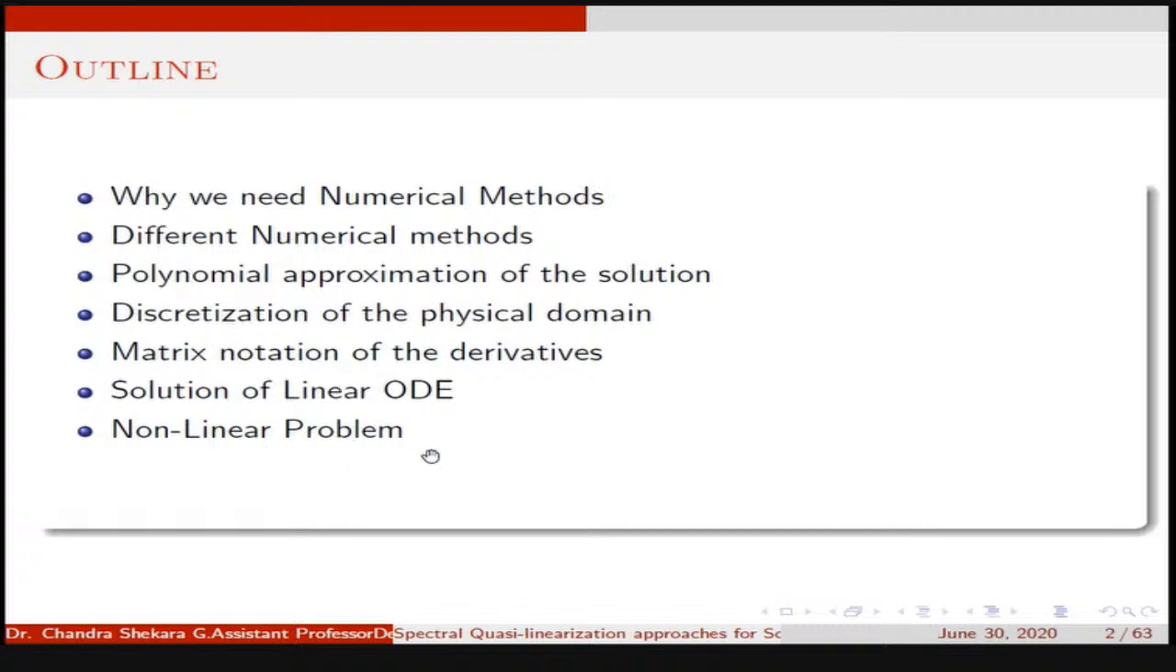nonlinear differential equations. Then I'll explain how to convert this nonlinear differential equation into linear form by using the method called Quasilinearization. Then we'll discuss the results of those problems. And a very important point is, I'm not going into the partial differential equations in this talk because the time is the main constraint here. Therefore, I restrict myself to the ordinary differential equations.